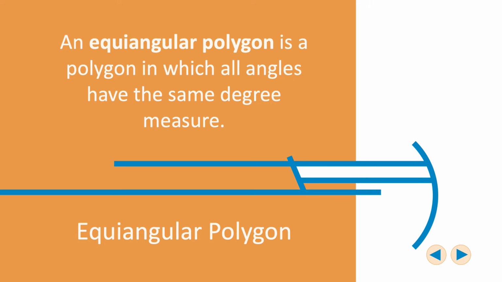I can never say this word, but you can read it. An equiangular, yeah, that's really bad, is a polygon in which all of the angles have the same degree measure. Okay, all of the angles are congruent. I think a good example of this would be a square. There we go. All of the angles are equal and all of the sides are equal too. Bonus.